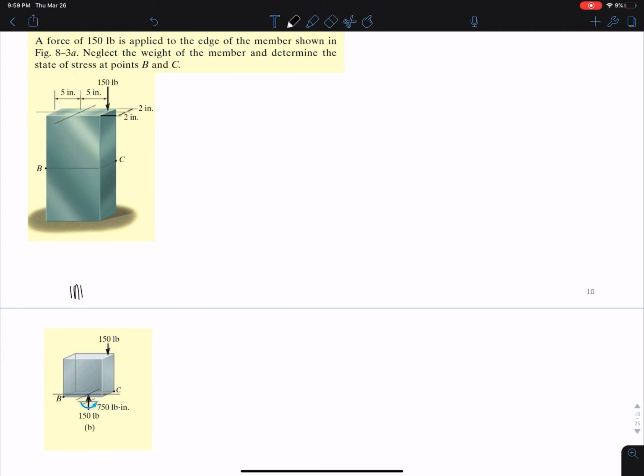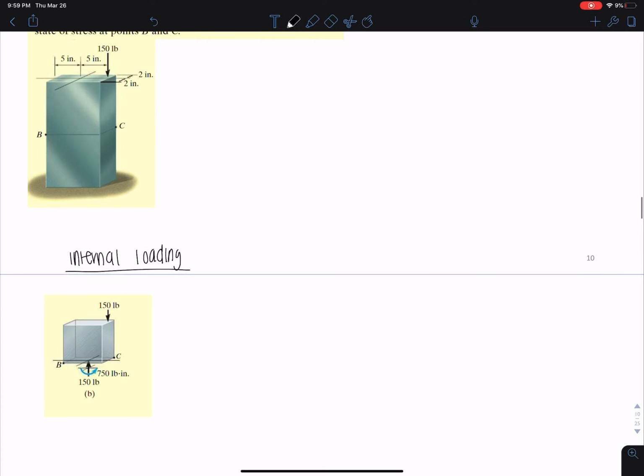You always want to start with the internal loading because that's how we get the stress. So even from our previous topics, we always want to make those cuts because we have to expose those internal forces in order to get stress. Stress is an internal reaction. So that should always be your go-to. This has to be number one.